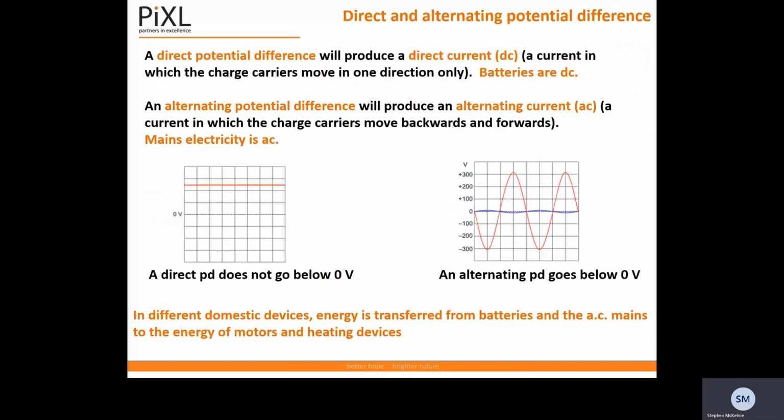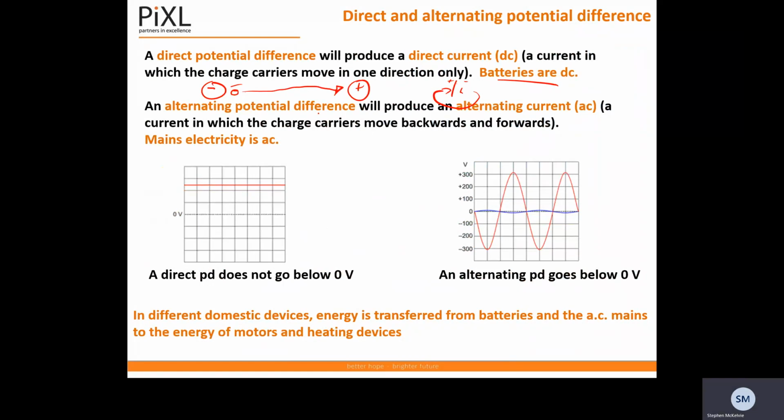Different types of potential difference. You can have direct voltage, direct current, direct potential difference, or you can have alternating potential difference, alternating currents, or alternating voltage. Direct potential difference just means that I have got my negative and my positive source of potential difference, and my electrons are simply pushed from one to the other. So the electron flow goes from negative to positive. Batteries do this by having a positive terminal and a negative terminal. So it pushes electrons around in a loop.